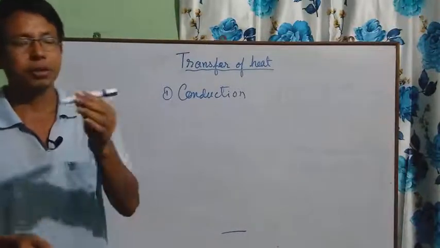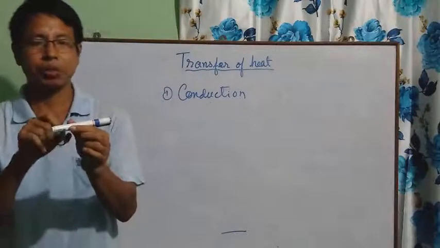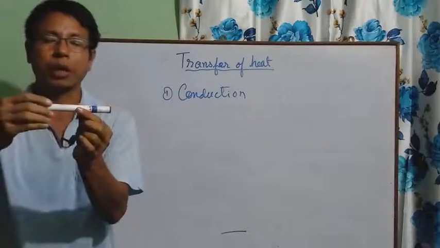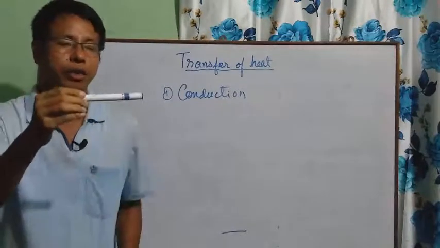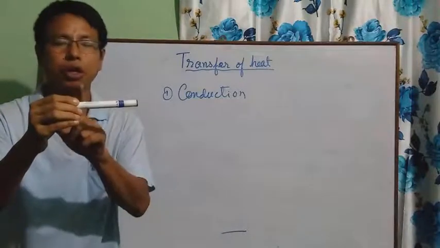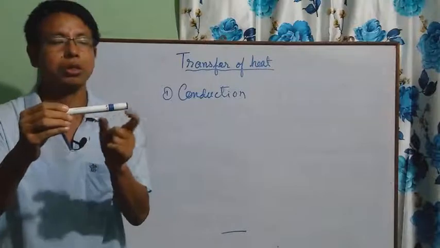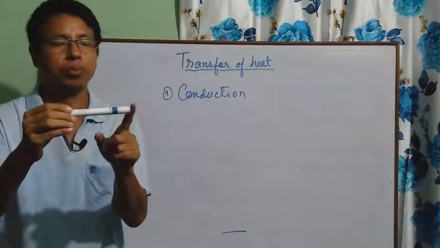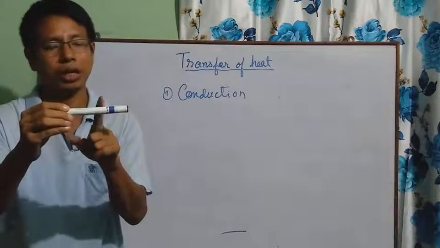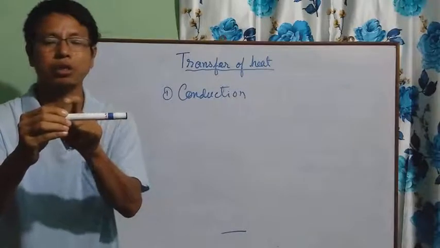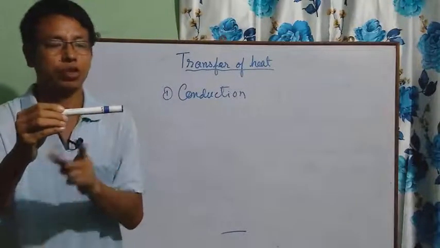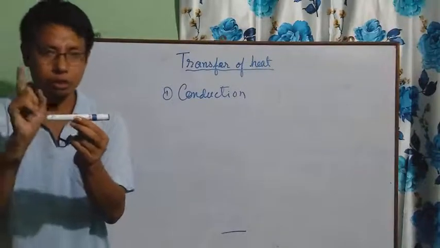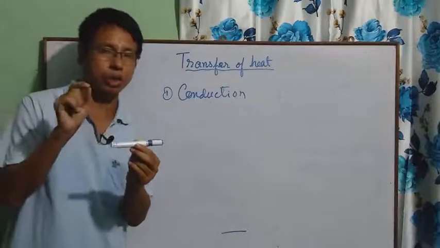Just like, suppose this is a metal rod, take an iron rod of this much length, hold it at one end and put the other end in the fire. After some time you will feel the heat. It is because heat is transferred from one end to the other end through the particles, from one particle to the next particle and then to the next particle. Ultimately it will reach this end and you will feel the heat. So this type of transfer of heat, mainly in a solid, is called conduction.